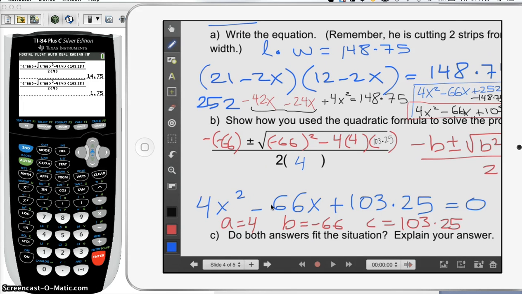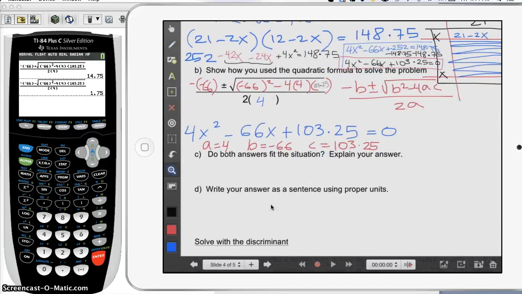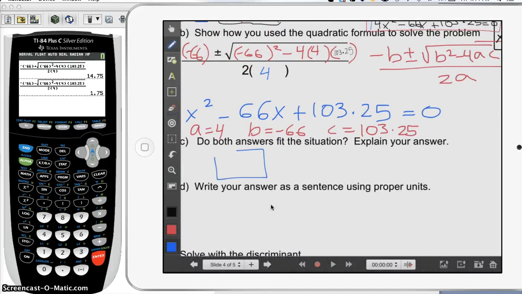Now, do both answers work? Now remember, one of the sides is a 21 and the other is a 12. Can you subtract 14.75 from 12? No. So then the only one that's going to work is with the 1.75. So basically for part D, when they ask you to write it as a sentence to explain, you can say Jim can cut 1.75 inches from each side to make an area of 148.75 inches. Now, inch squared, definitely.